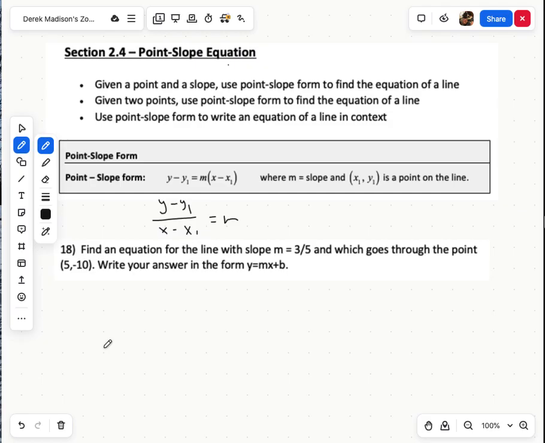So let's see how this works, and it is pretty straightforward. If you have a point and you have a slope, you chunk them in here and clean it up and you'll have the equation of your line.